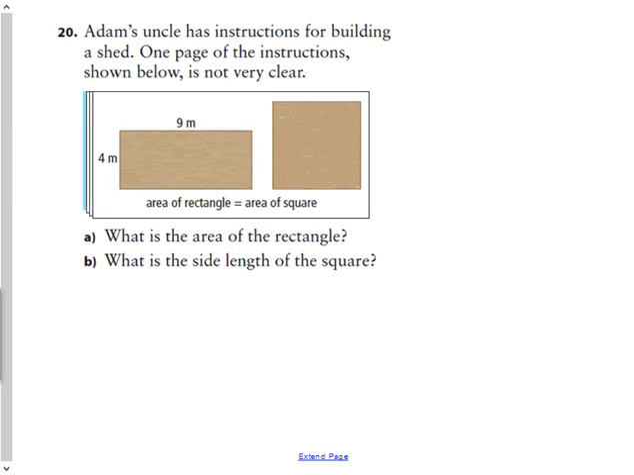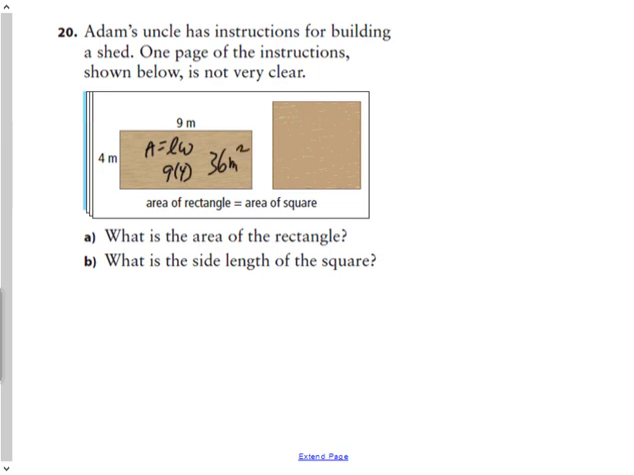Question 20 says, Adam's uncle had instructions for building a shed. One page of the instructions below is not very clear. What is the area of the rectangle? So area of a rectangle, of course, is the formula area equals length times width, which would mean the area of this one would be 9 times 4. So the area equals 36 meters squared.